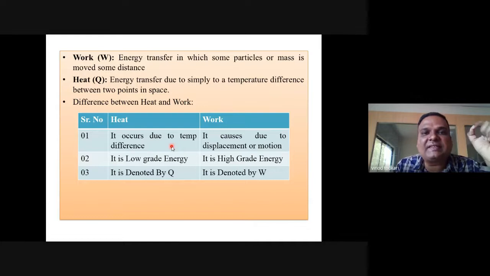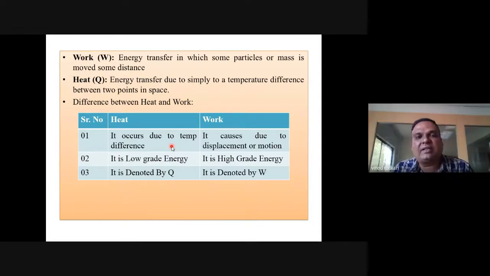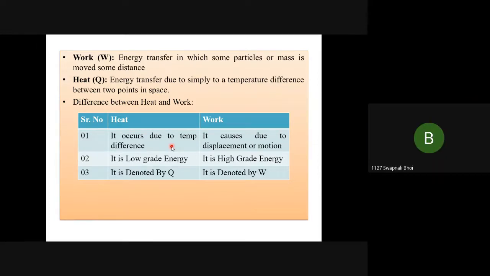Tell me very honestly, is this concept clear to you? Yes, sir. So which is low grade energy, which is high grade energy? Heat is a low grade energy and work is a high grade energy. Very good. Tell me why heat is called low grade energy and why work is called high grade energy. Because heat has disorderly motion of the molecules, hence heat is called a low grade energy, and work has orderly motion of molecules, hence work is called a high grade energy.